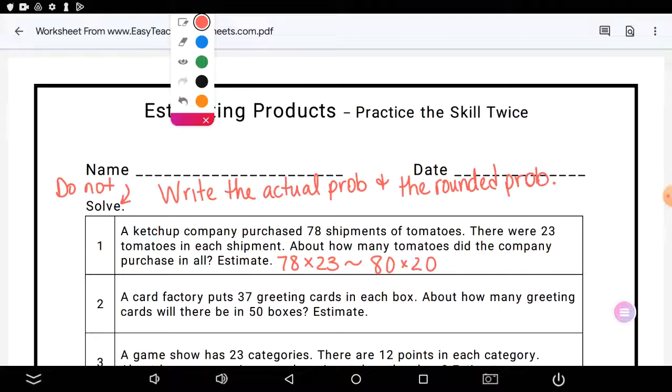And weekly worksheet is due when? Friday.